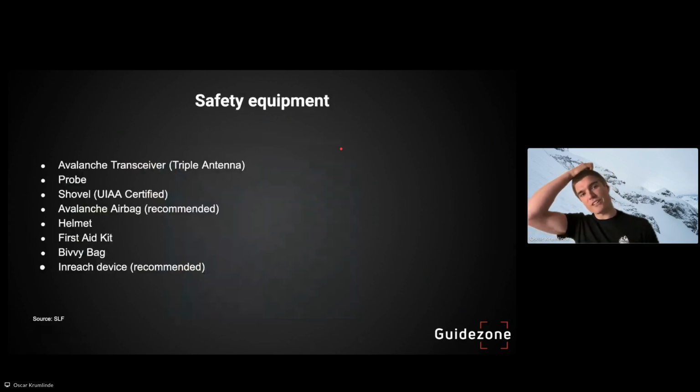So, first of all, safety equipment. What should you bring? The bare minimum is an avalanche transceiver. It should be a modern one, which has a triple antenna. You should bring a probe and you should bring a shovel. This should be a certified shovel. It should not be a cheap aluminum shovel. It should definitely not be a plastic shovel that was unfortunately sold as avalanche shovels in the past.